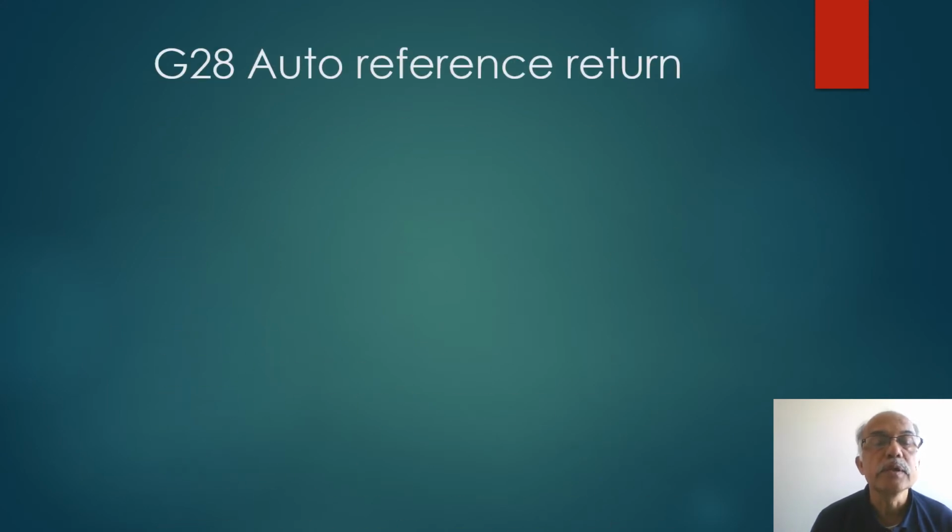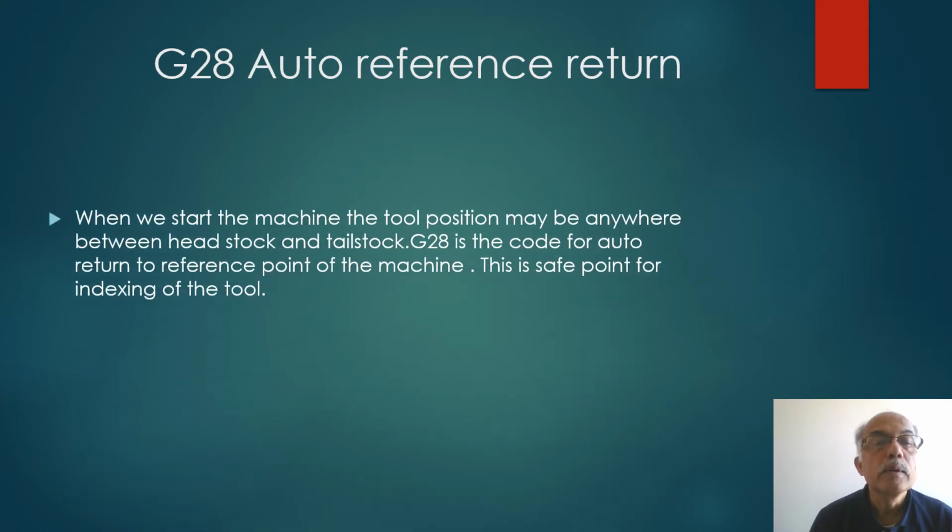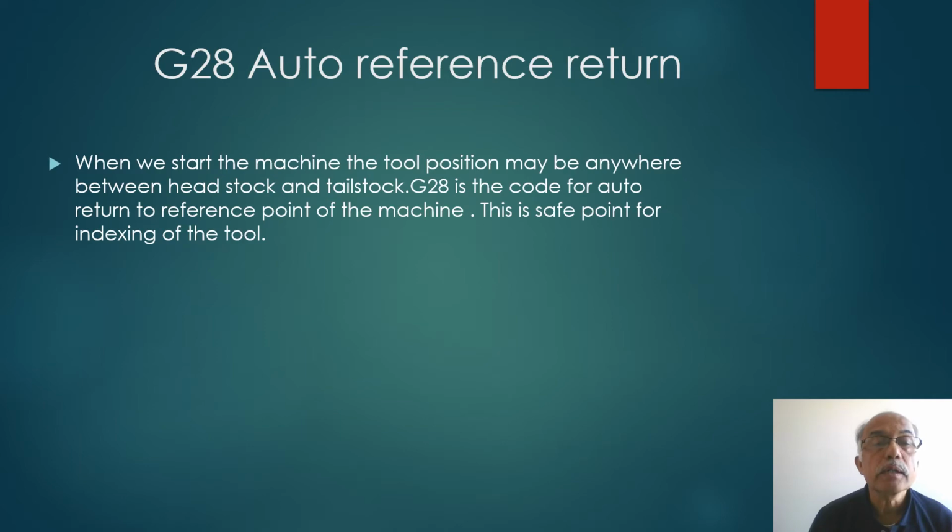Reference point is the point where indexing can be done safely. G28 command causes the tool to go to the reference point. When we start the machine, the tool position may be anywhere between headstock and tailstock. G28 is the code for auto return to reference point of the machine.